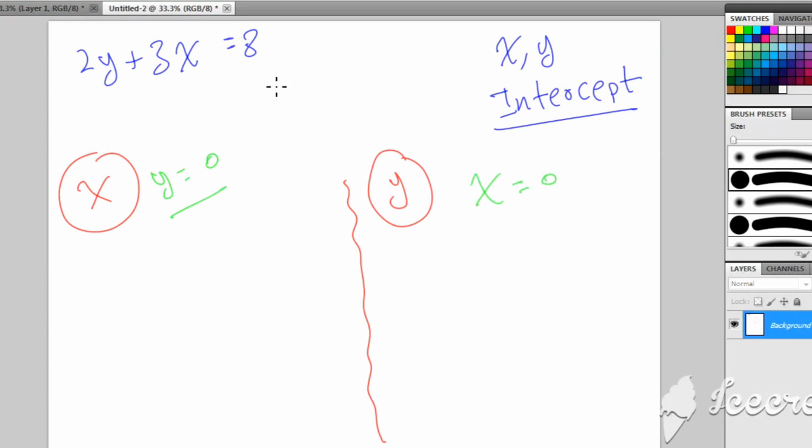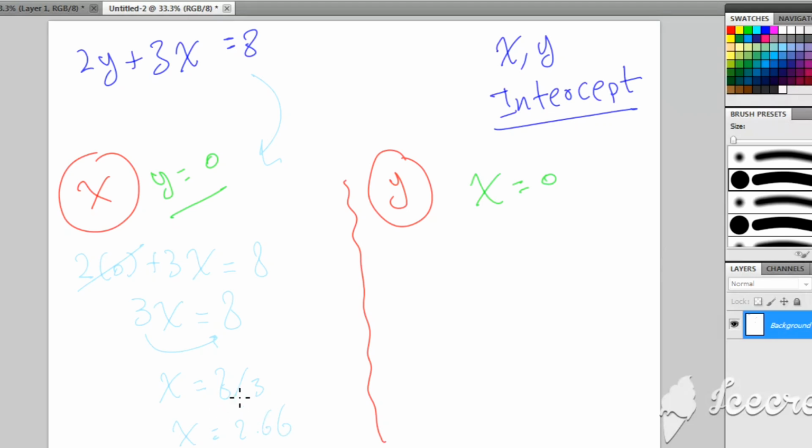So now, what does that mean? I just take the equation that I got. The only thing is I set Y equals 0. So that means I will do 2 times 0 plus 3x equals 8. Now 2 times 0 is 0, so that will be 3x equals 8. Now I just have to take the 3 to the other side. That means x equals 8 divided by 3. Now x equals 2.66 if you did the long division.